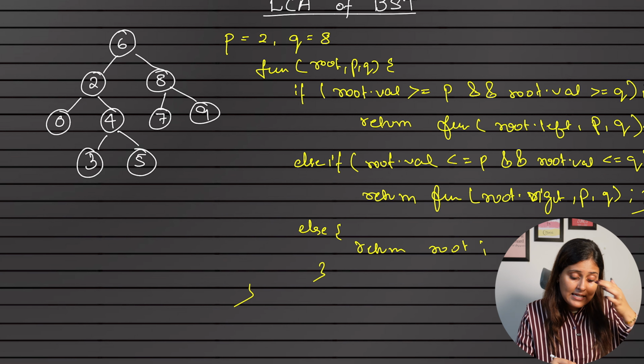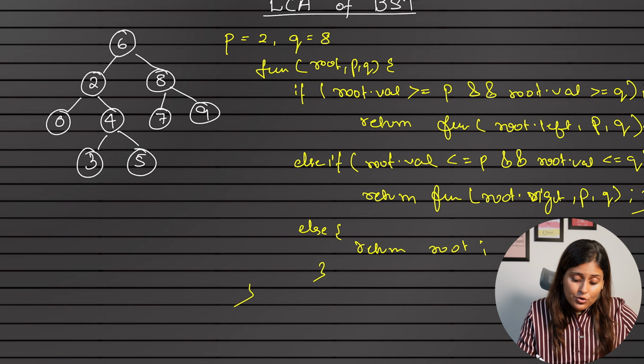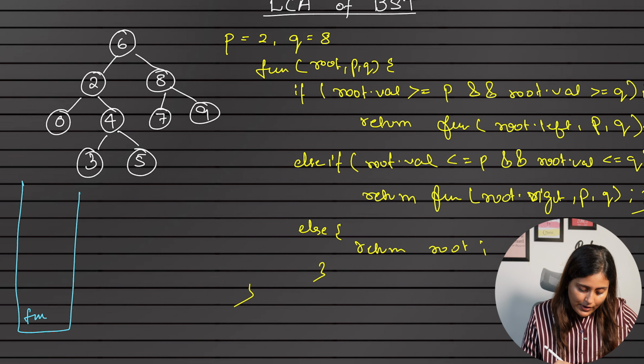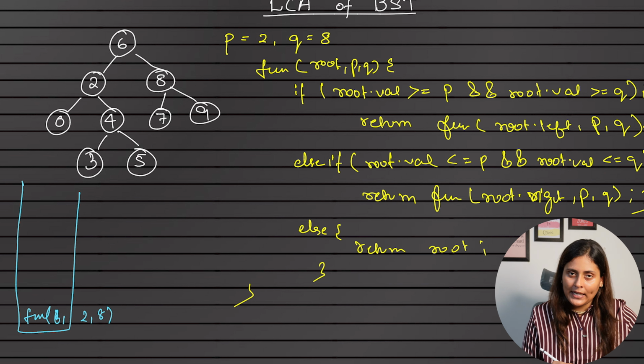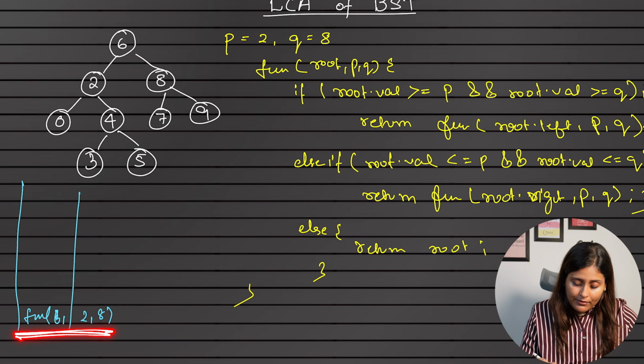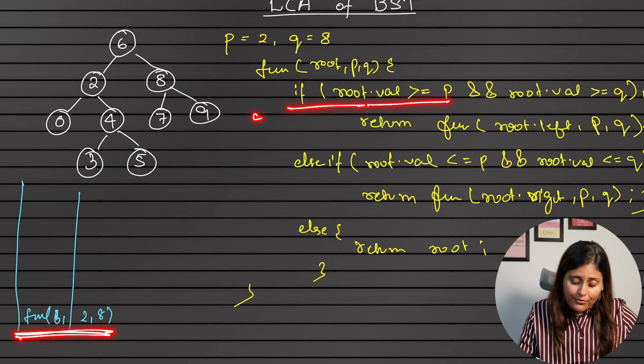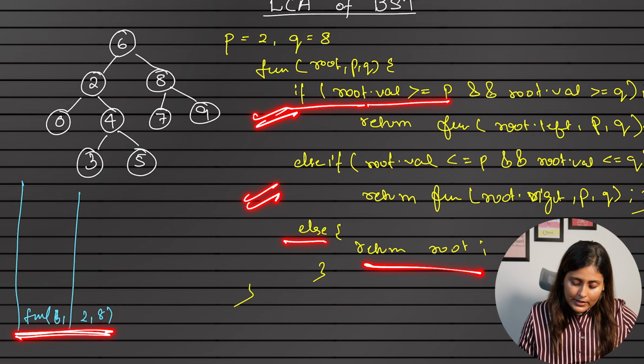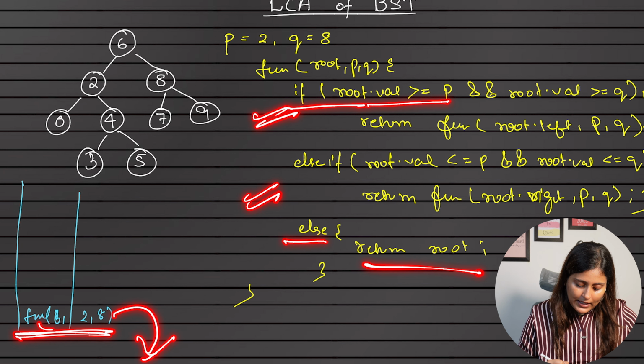Obviously, as this is a DFS call, a stack would be saving all the function calls. So initially for function 6, let's say 2 and 8. For 2 and 8, we are trying to find the LCA. Now, at 6 itself, we will get to know that this if case is not passing and this else if case is also not passing, so hence we will return root. So from here only, we'll get 6.